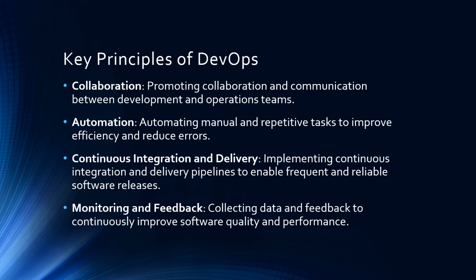Monitoring and feedback complete the DevOps loop. This involves collecting meaningful metrics about both technical performance and business outcomes. Effective monitoring helps teams identify issues before they impact users and provides insights for continuous improvement. The feedback loop ensures that lessons learned from operations inform future development decisions.